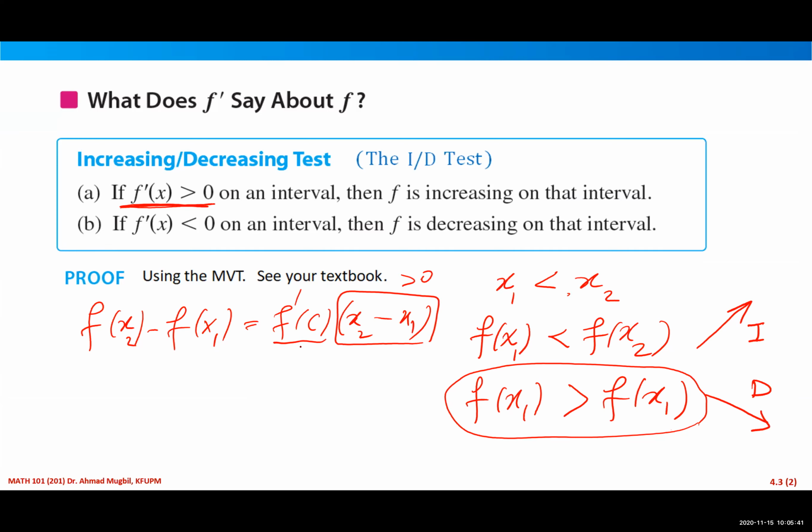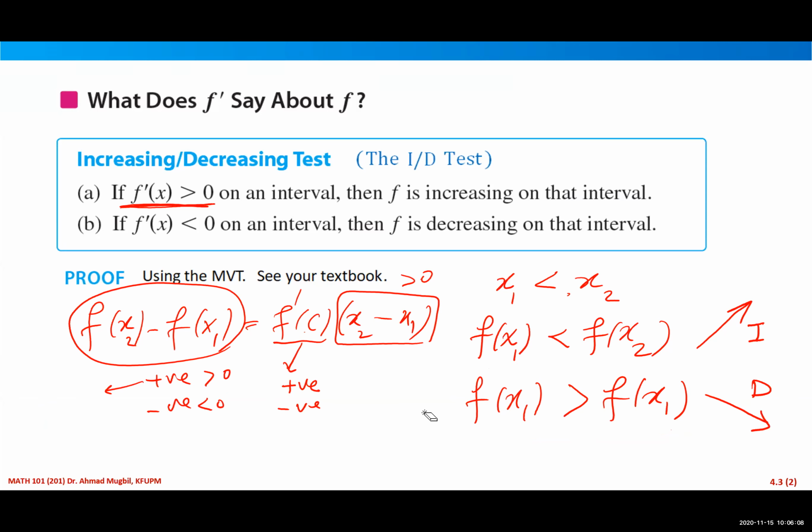If f prime of c is positive, this will be positive. If it is negative, this will be negative. So now if this is positive, this means that f of x2 minus f of x1 will be greater than 0. This will be less than 0. If this is greater than 0, this means that f of x2, let me write, you will have this case. In that case, you will have this case.